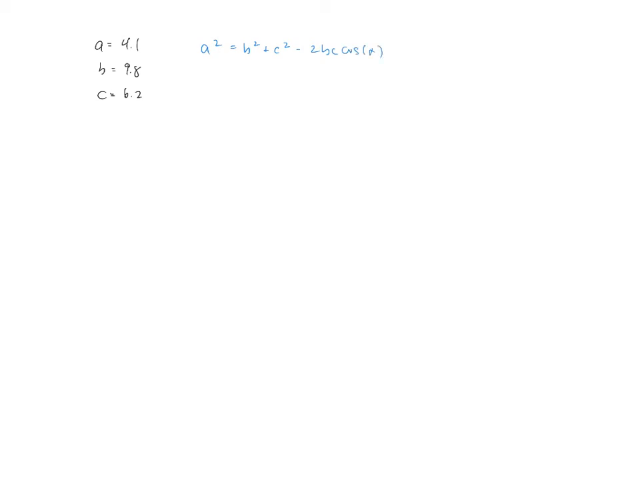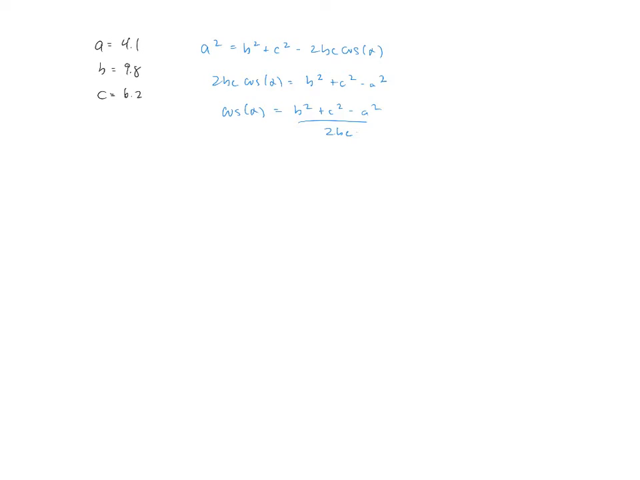So if we use this form, it's pretty clear that we know a, b, and c, so we're going to be solving for alpha. One of the things that I'd recommend doing is actually solving this formula for cosine before actually plugging numbers in. So if you take the 2bc cosine alpha over to the other side, on the right you'll have b squared plus c squared minus a squared. If we divide by 2bc, b squared plus c squared minus a squared over 2bc.